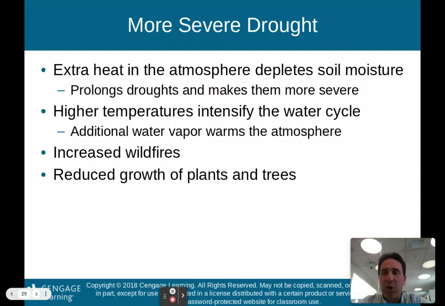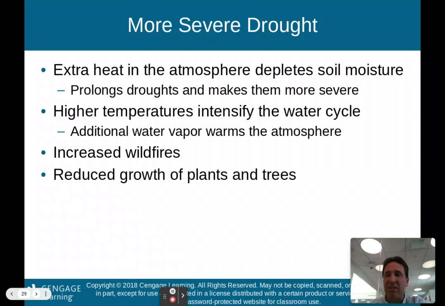In addition, more severe drought is possible. Extra heat in the atmosphere depletes soil moisture. When you have less soil moisture, that can actually be another positive feedback effect. Less soil moisture leads to less rain, which leads to less soil moisture, which leads to less rain, et cetera. So again, it's a positive feedback, which prolongs droughts and makes them more severe.